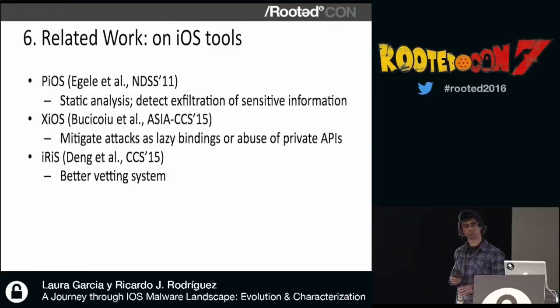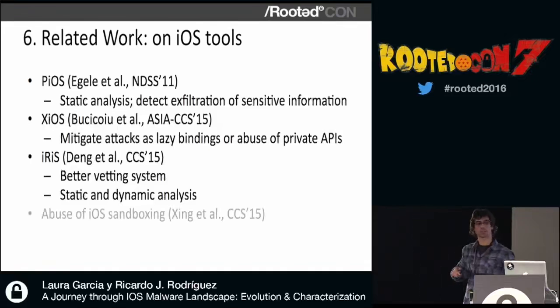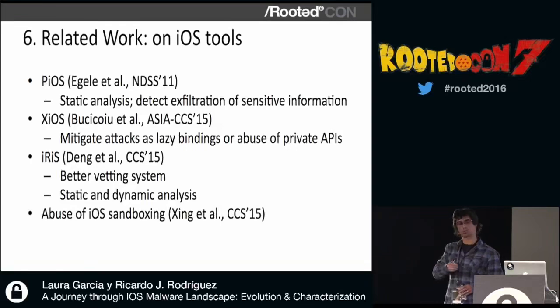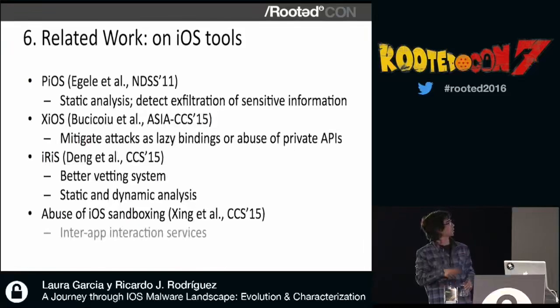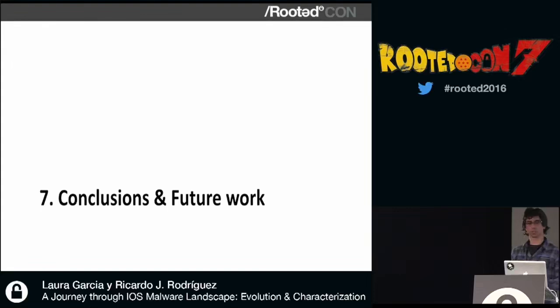And the last ones I would like to mention come from the CCS conference, by the way. Computer something else, I can't remember the name. The Better Vetting System, or IRIS. It introduces a new vetting system for static and dynamic analysis. During the same conference, so I guess it was a very trendy thing at that time, another tool was introduced to analyze abuse of iOS sandboxing, the app interaction services.